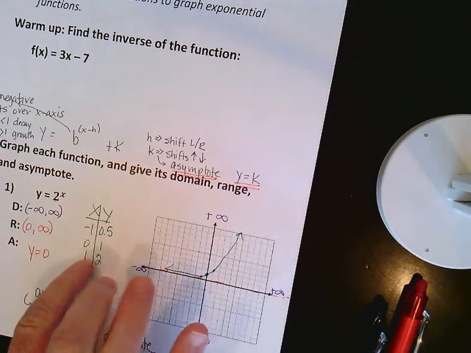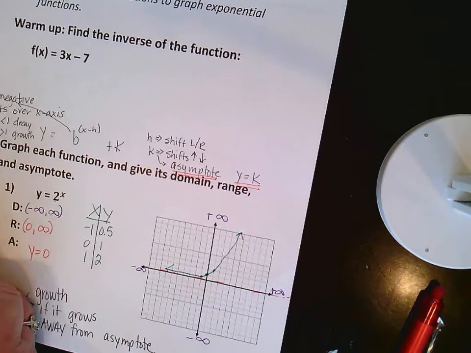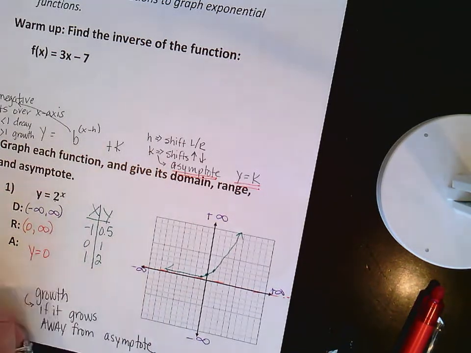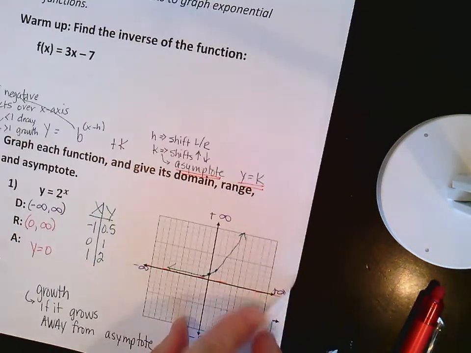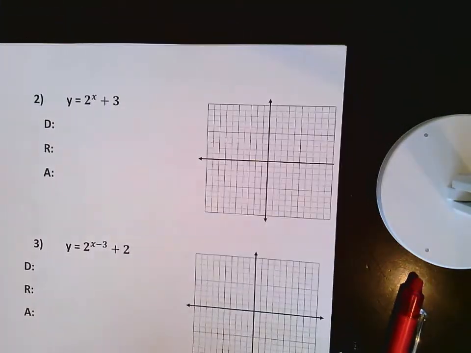And for these, I just plugged these in for the x. So y equals 2 to the -1 was how I got 0.5. y equals 2 to the 0 was how I got 1. And then y equals 2 to the first was how I got 2. Okay. So that was a basic function. We didn't have a k, so that's part of why our asymptote was at 0.